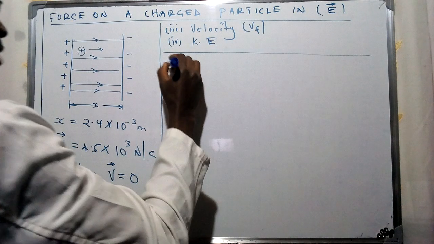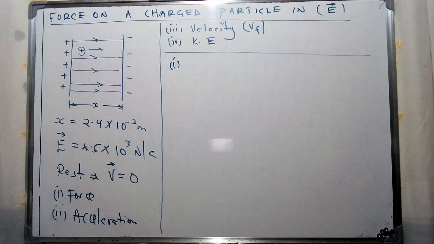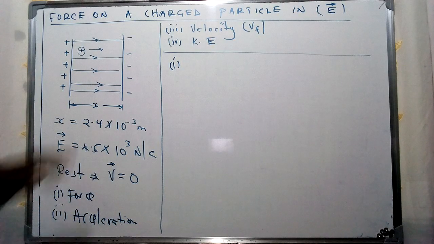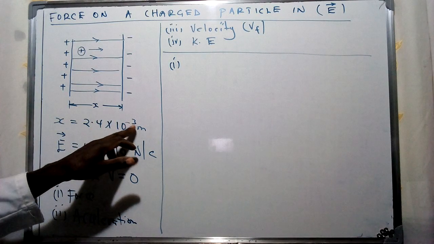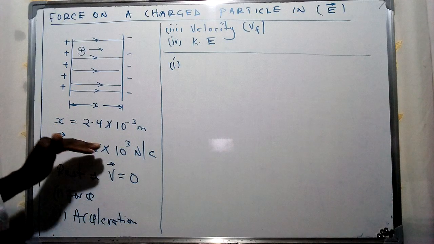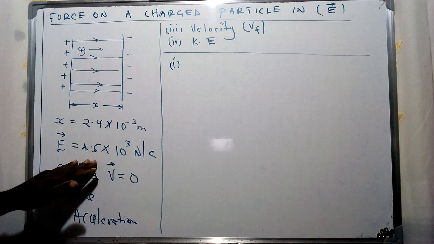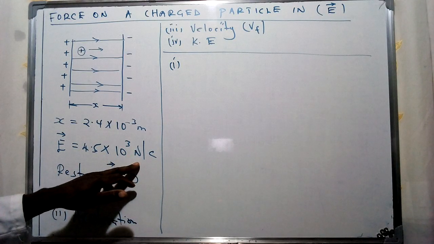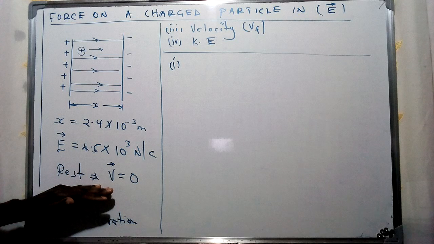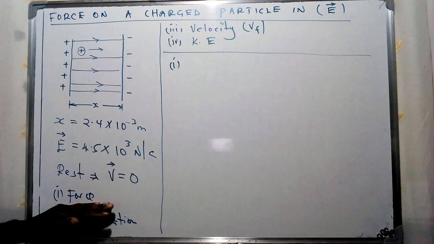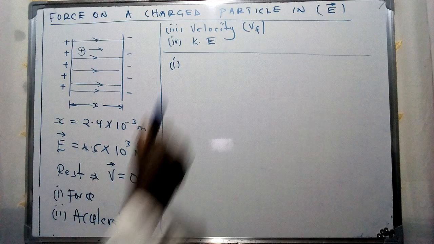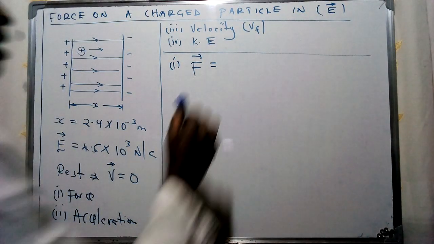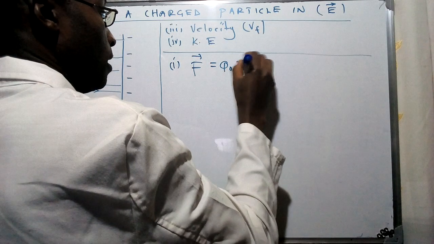So, starting from the first one, we have been told that a proton moves from the positive plate to the negative plate, parallel to each other, at a distance of 2.4 times 10 to the negative 3 meters. And of course, the electric field of the plate is equivalent to 4.5 times 10 to the 3 newtons per coulomb, and the proton starts at rest. We're going to find the force experienced by the proton. In this case, we had mentioned that the magnitude of the force is equivalent to the product of the charge of that particle and the electric field.